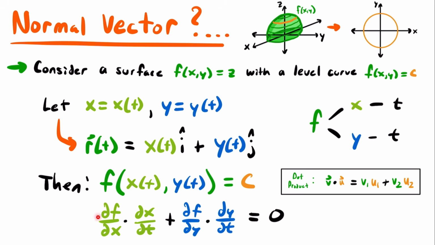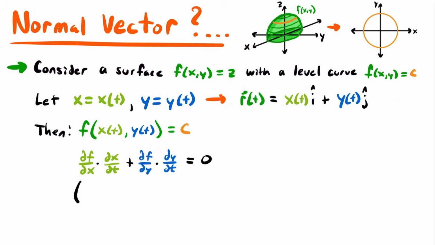You have the partial of f with respect to x, and then the derivative of x with respect to t, and in this term you have the partial of f with respect to y, and then the derivative of y with respect to t. Okay, so you could view the partial derivatives as being the x and y components of one vector, and then these regular derivatives as being the x and y components of another vector. And so let's do that. Let's rewrite this calculation as a dot product between two vectors.